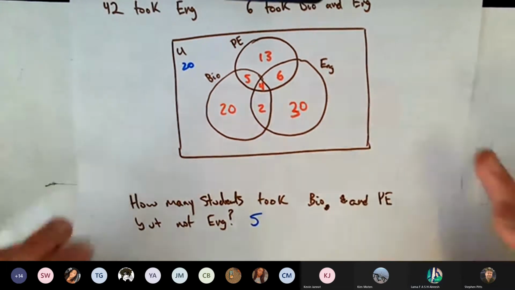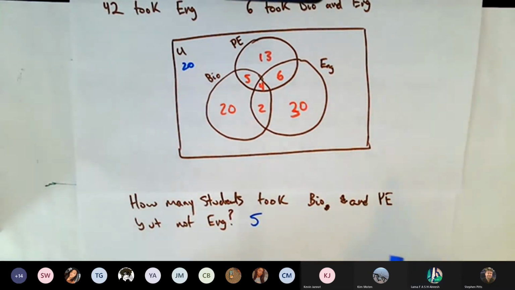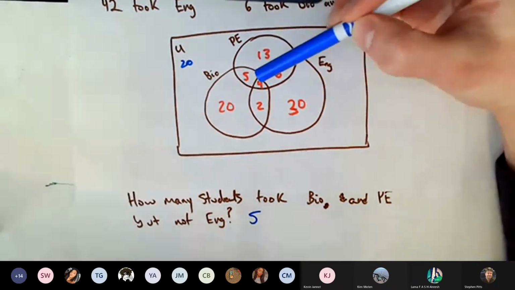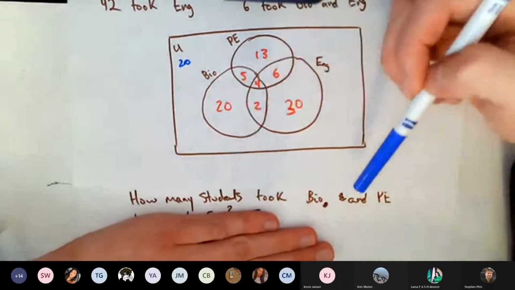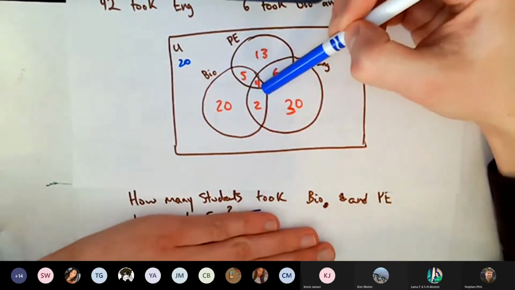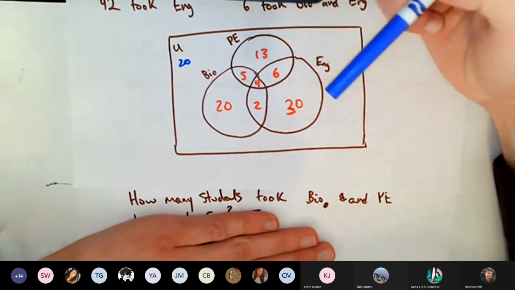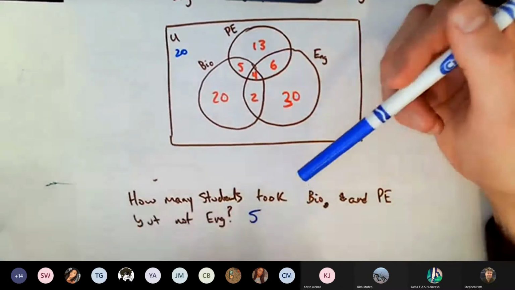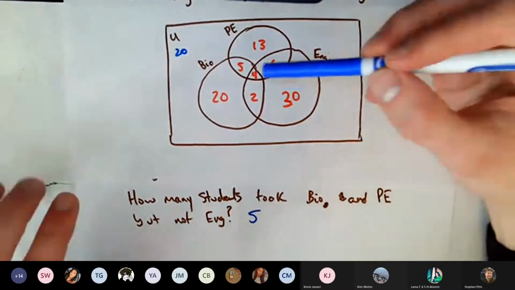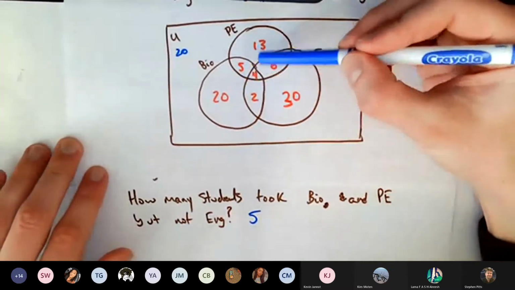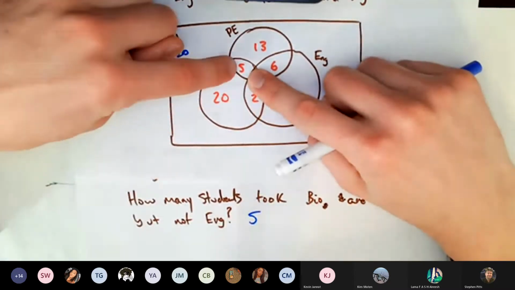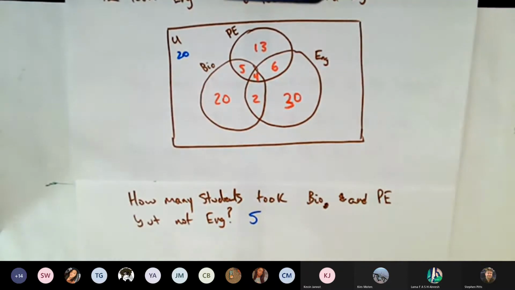5. Yes. Let's see. How many students took biology and PE? All right, so that first part, biology and PE, tells me that I'm looking in this little intersection here. If they left it at that, if they said how many students took biology and PE, it would be this whole part, which would be 9. Which in fact we were given up front. But they said took biology and PE, but not English. So I want to exclude the students who also took English, which means I'm just left with that 5 there. The students who took PE and biology, but not English. So good. All right.